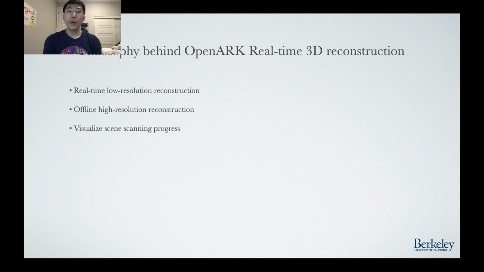Therefore, OpenARK's 3D reconstruction module is broken up into 2 parts, an online and an offline part. The online part runs real-time reconstruction at a lower resolution, with the goal of providing the user a visualization of the current scanning progress. The data is saved at the same time, and then the scene can be constructed at a very fine resolution once SLAM has stopped running and the poses have been finalized and optimized as well as possible.